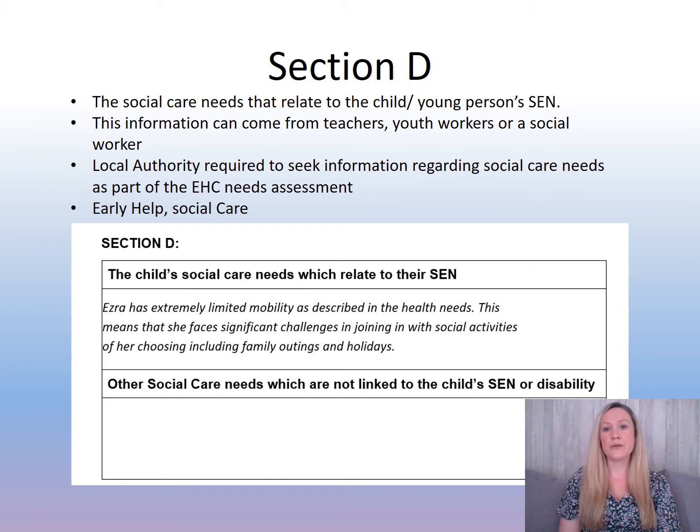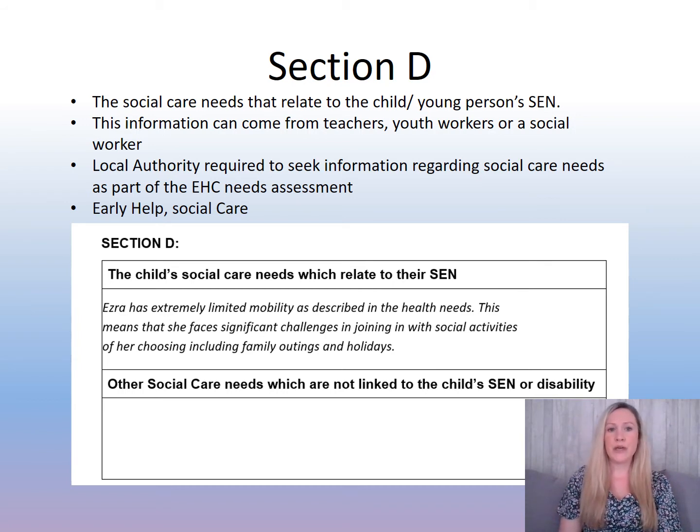Remember, early help also fall under the social care bracket, so any information from them needs to be included, any provision they're providing. So section D is the social care needs that relate to the child or young person's SEN. This information can come from teachers, it can come from youth workers, or of course a social worker.